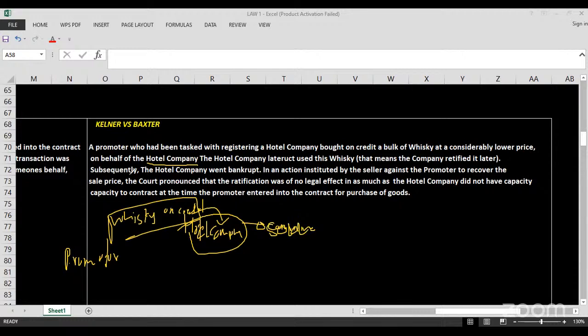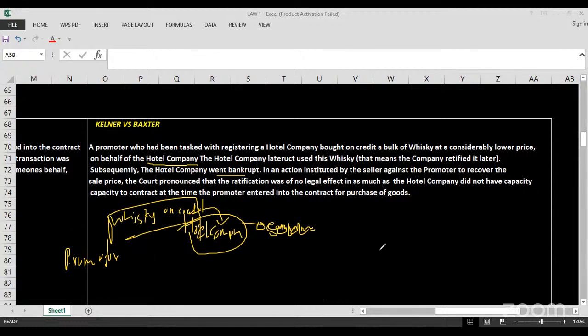Okay. Subsequently, the company went bankrupt. This person has given a low price, but they haven't made the payment, and even they have used this. But later, the company went bankrupt. In an action instituted by the seller against the promoter to recover the sale price. Now, what happened is the seller has filed a case against the promoter to recover their sales price.